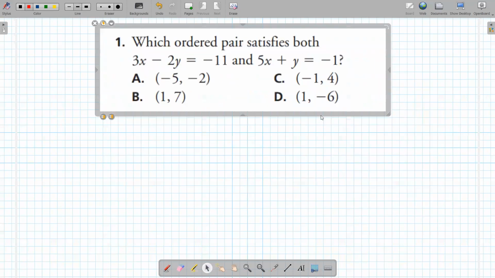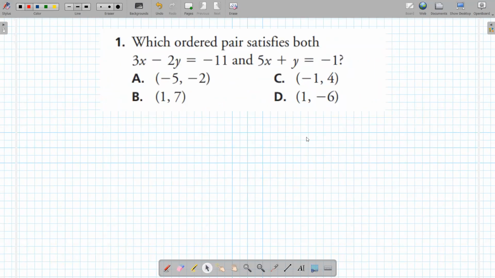They've given us two equations, and it says which ordered pair satisfies both of these equations. So how would you do this? Ordered pair just means the solution. They're asking us what's the solution to this system of linear equations. There's multiple ways to do it. You could plug -5, -2 into both of them. See if it works. Plug 1, 7 into both the equations, see if it works.